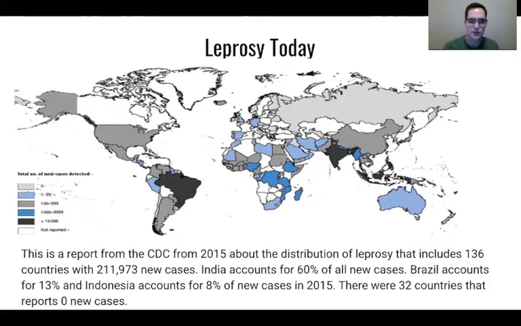And 32 countries reported 0 new cases in this study. So this just gives you a brief overview of where leprosy is occurring today. And in the last 20 years, over 16 million people have been treated for leprosy.